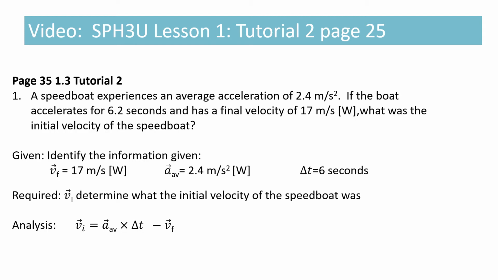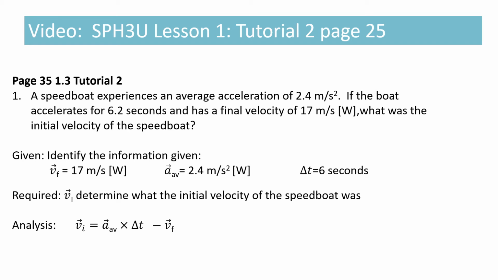Now, tutorial 2, number 2. A speedboat experiences an average acceleration of 2.4 meters per second squared. If the boat accelerates for 6.2 seconds and has a final velocity of 17 meters per second west, what was the initial velocity of the speedboat?